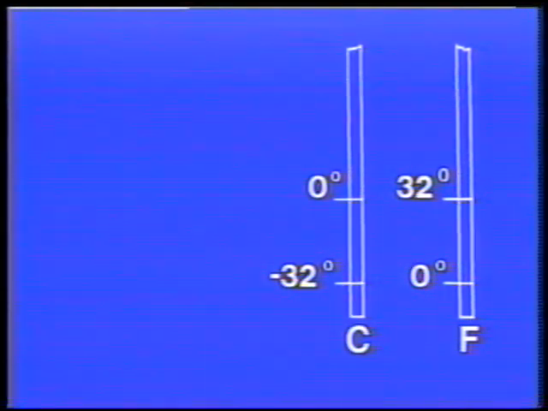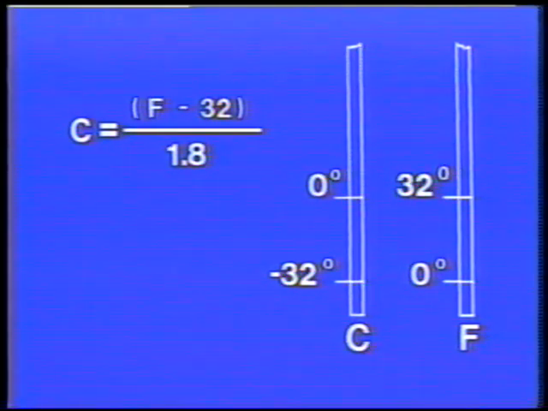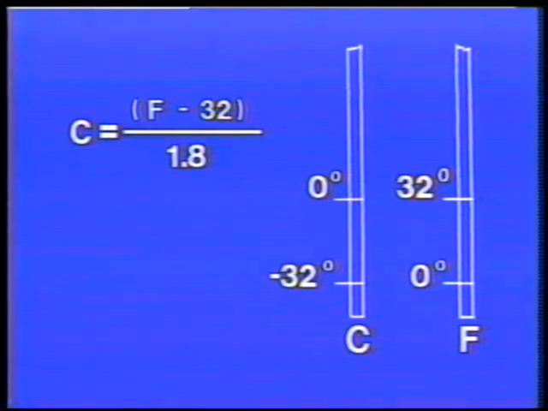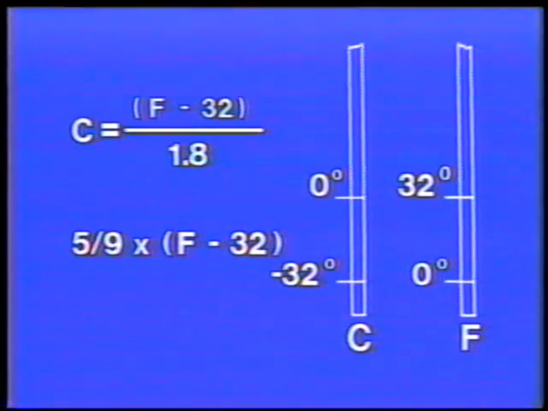To convert from Fahrenheit to Celsius, first subtract 32 degrees from the Fahrenheit temperature. Then divide the remainder by 1.8. The popular formula for this conversion is the Celsius temperature is equal to 5/9 multiplied by the quantity the Fahrenheit temperature minus 32.